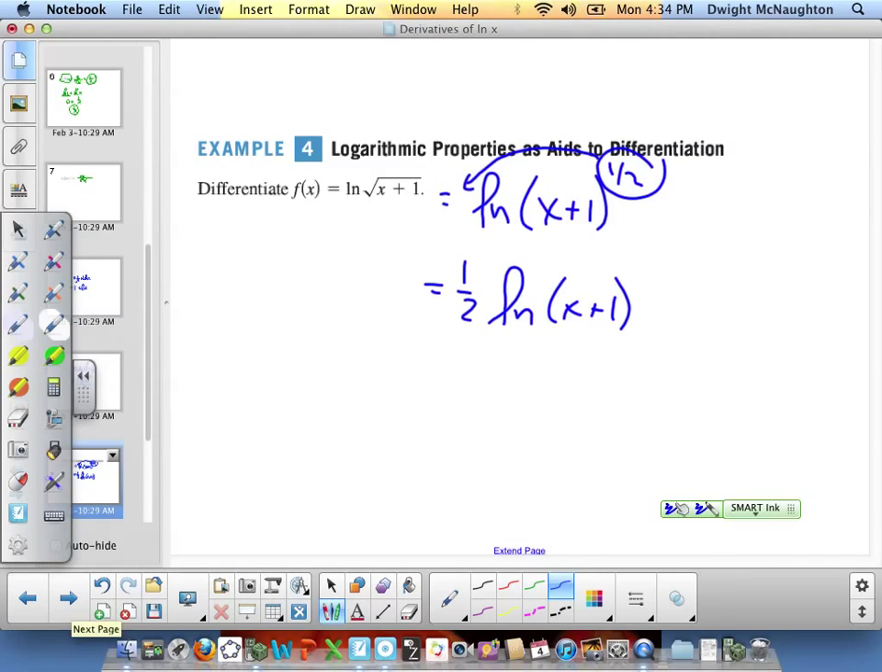Well, this is a constant multiple. Because 1/2 is a constant, we can just take the natural log of x plus 1 and multiply it by 1/2. So we get 1/2 times the derivative of x plus 1 over x plus 1. We can leave it like that, or we can distribute: 1 over 2x plus 2.